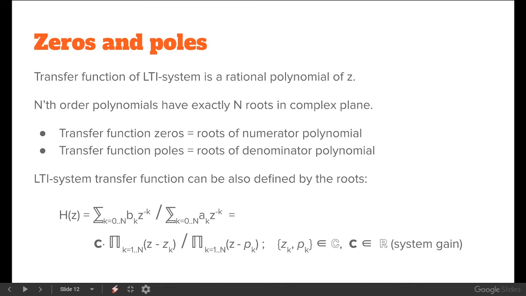transfer function. Product k from 1 to n, there we have z minus zk. These are the zeros, and z minus pk. These are the poles of the system. It's just marking, which helps us determine, for example, if the system is stable or not.